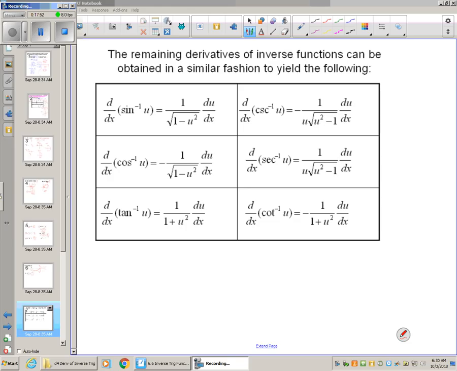Okay, so everything up to this point has all been reviewed trig. Sorry if I rushed through it, but I was just trying to get mostly to the new stuff today, the calculus, and that is the derivatives of the inverse functions. It says the remaining derivatives of the inverse functions can be obtained in a similar fashion. So what I planned on doing was going through with you how to derive the sine inverse derivative, how we got this derivative right here.